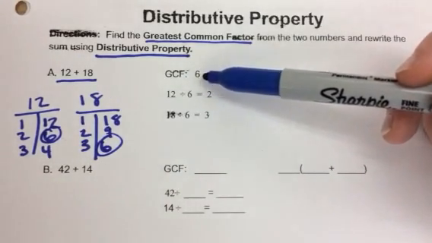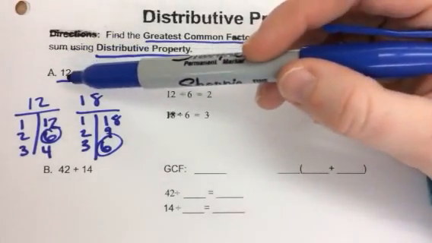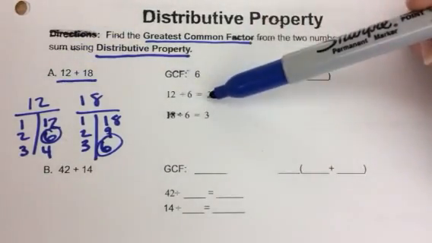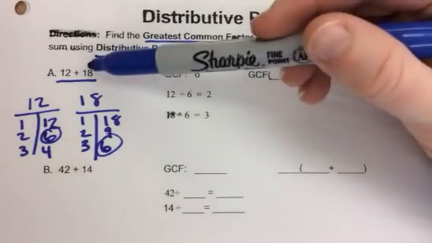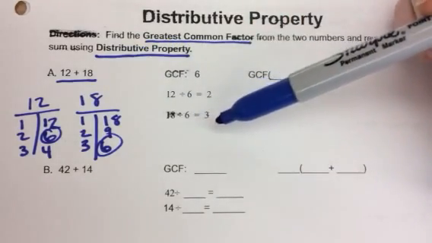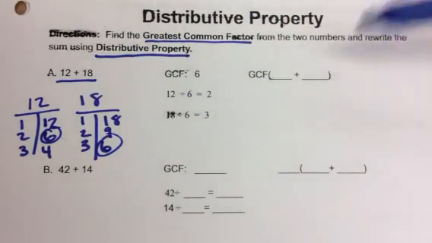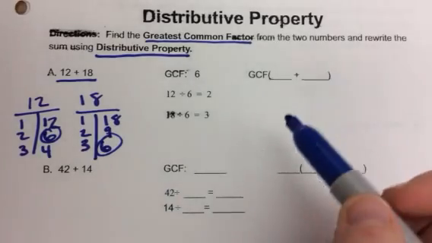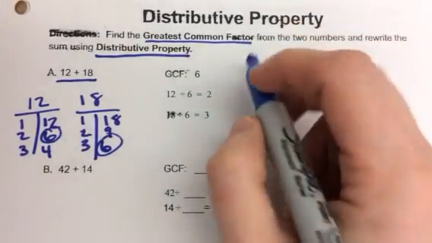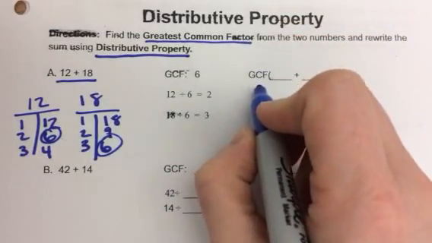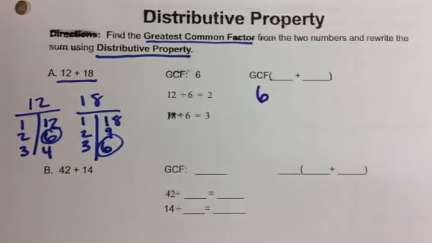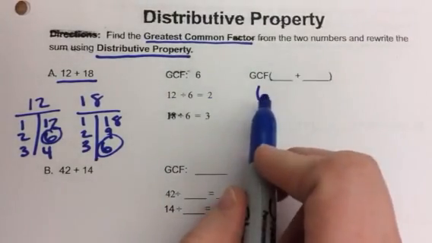Now you have to figure out, okay, what do you multiply 6 by to get 12? So you do 12 divided by 6 to get 2, and 18 divided by 6 is 3. So when we're writing our distributive property expression, we can use parentheses in multiplication. So we're going to rewrite this by putting the greatest common factor on the outside. That's why it says GCF. Your GCF always goes outside.